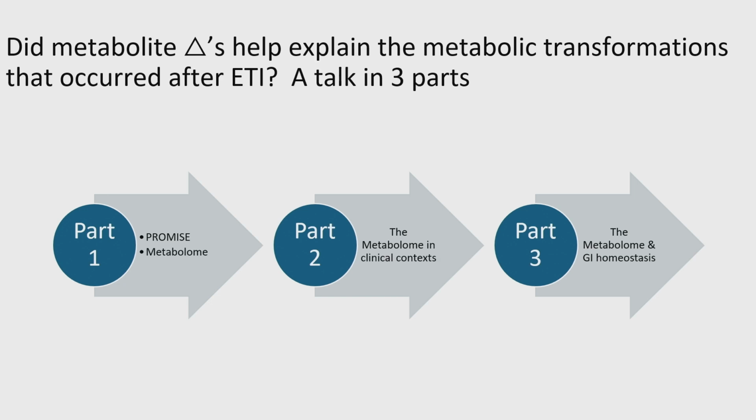So I'm going to actually structure this talk into three parts. First, I'm going to talk about the metabolome in general. How does it change pre and post PROMISE? Next, I'm going to talk about what do those metabolites that change, what do they mean? How do they relate back to clinical context that patients care about? And then finally, is there a relationship between all of that and GI homeostasis?